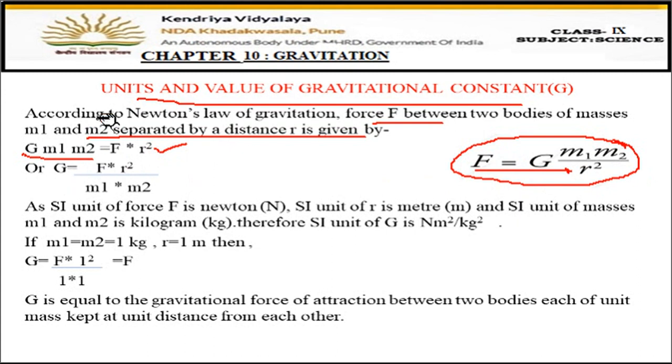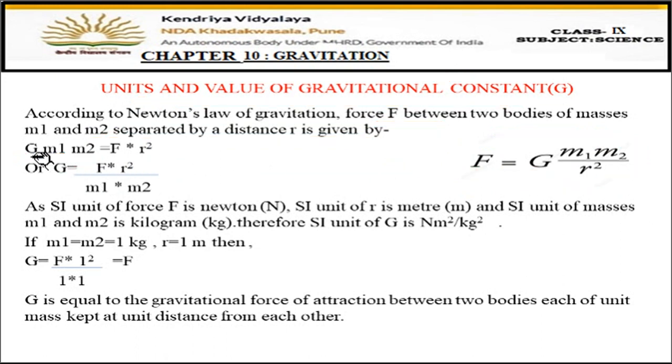Now we have to find the unit of G, the gravitational constant. When the unit of G has to be found, G has to be alone on one side. So you shift this r squared to the left side. Here it is in division form, so on the other side it goes in multiplication form. You get G m1 m2 is equal to F into r squared. Then how to find G from here? This m1 m2 has to be shifted to the other side. So G is equal to F into r squared upon m1 m2. This is the formula for G now.